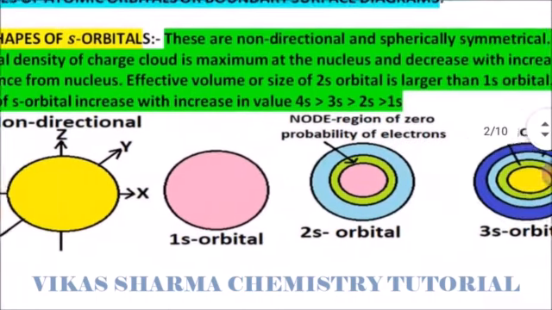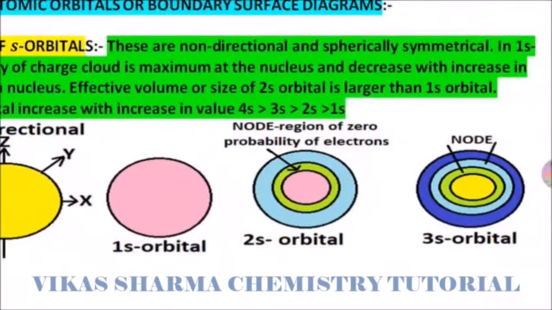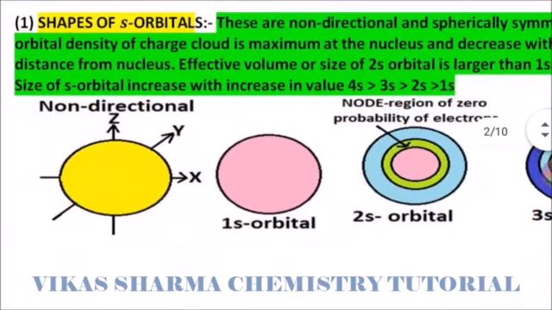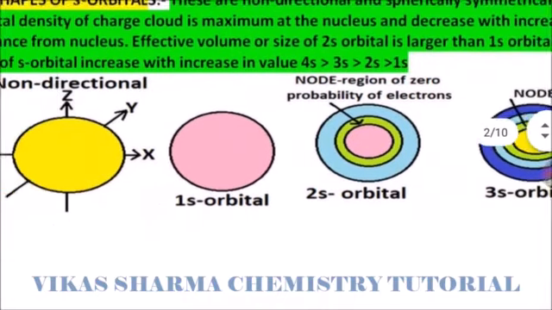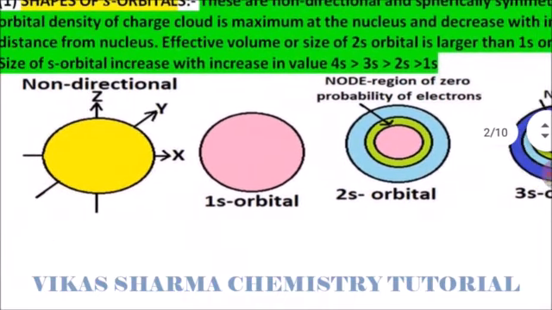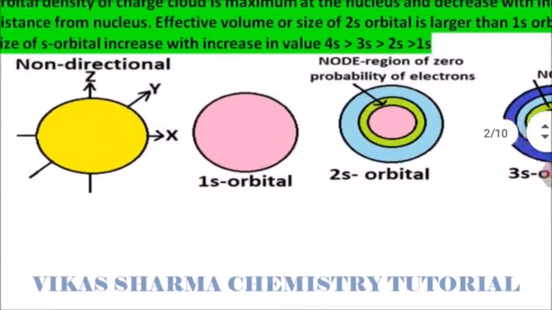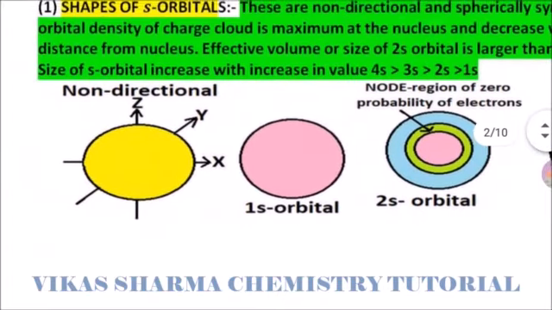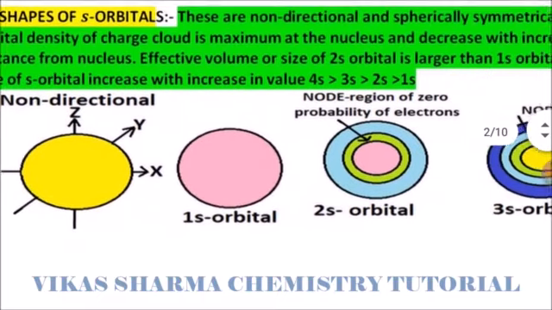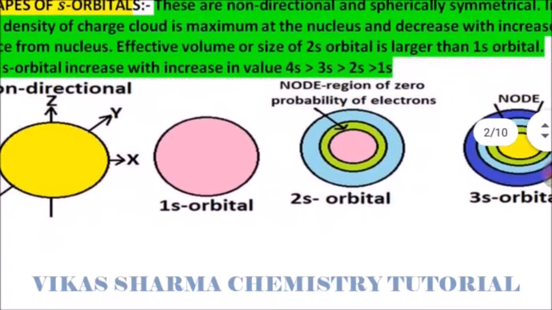So shape of s orbital. These are non-directional and spherically symmetrical. In the 1s orbital, the density of the charged cloud is maximum at the nucleus and decreases with increase in the distance from the nucleus. So the effective volume or size of the 2s orbital is larger in comparison to the 1s orbital. So the size of s orbital increases with increase in the value of principal quantum number, meaning 4s is greater in comparison than 3s, then 2s, then 1s.